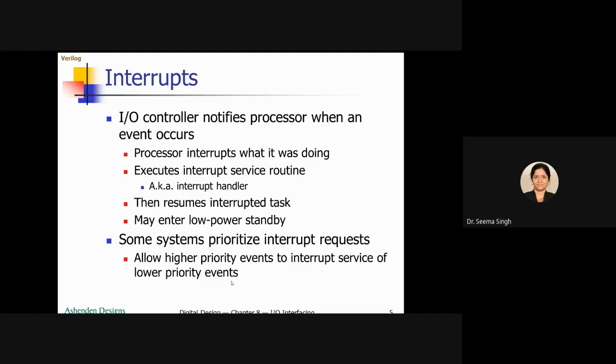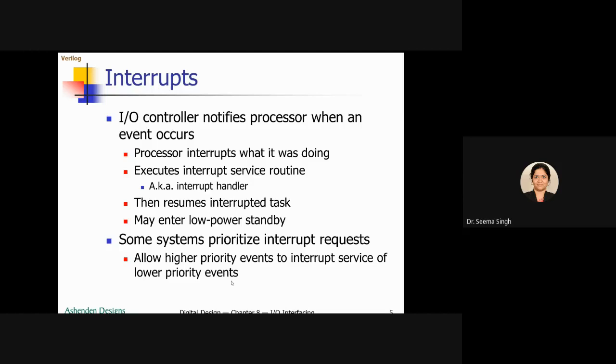So you know this overriding the interrupt request and all. So the highest priority interrupt will be taken care of first, and a lower priority one will be made to wait. So this also comes in here: some systems prioritize interrupt requests, and will allow a higher priority event to interrupt service of a lower priority event.